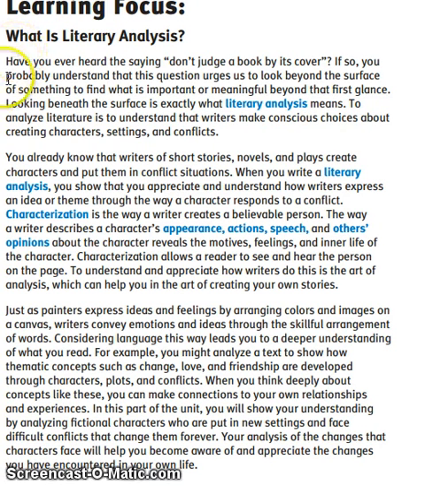So you probably understand that this question urges us to look beyond the surface of something to find what is important or meaningful beyond that first glance. Looking beneath the surface is exactly what literary analysis means. And then that's when I stop and I'll tell them it just means to look at something really deeply.